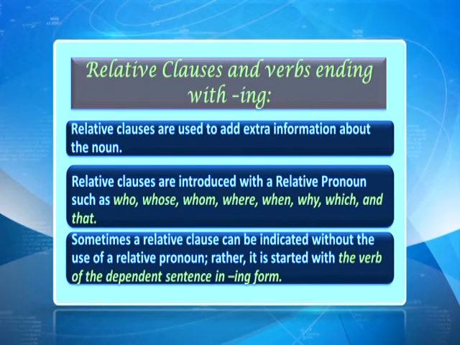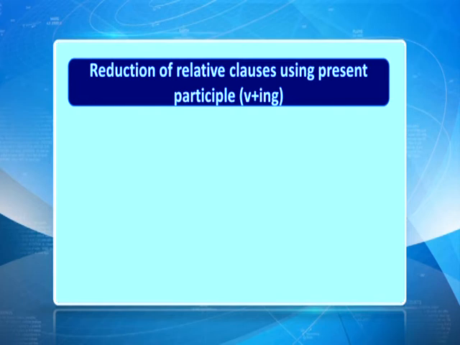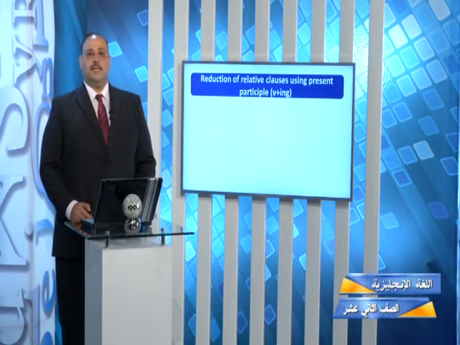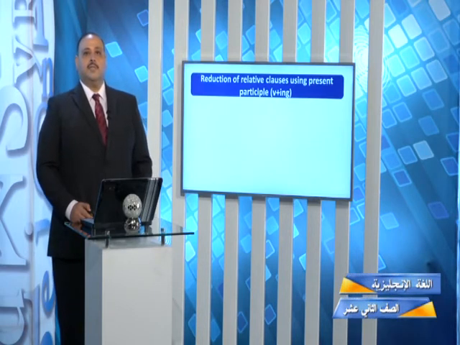Now let's see the rules and try to focus on the steps and the mechanism of answering this exercise. Let's see. Reduction of relative clauses using present participle, which is verb plus ing. So normally we're going to focus on two points. The first point is related to the reduction of the relative pronoun, and then we will see how to connect sentences using present participle. Let's see the rule first.